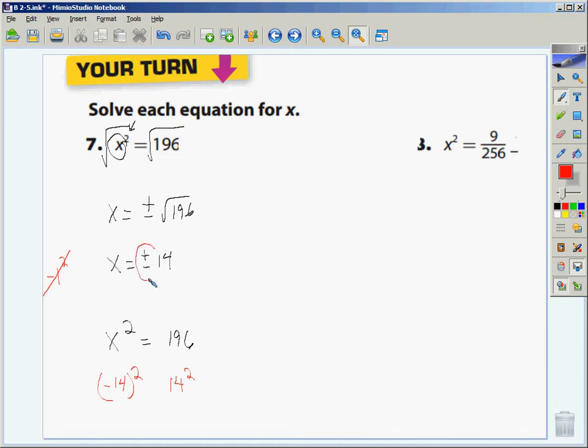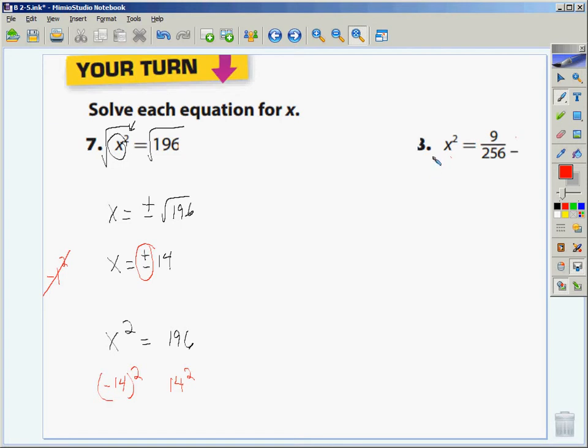You would put what? That symbol. Or you could write them both out. This symbol means plus or minus. It's just a shorter way of writing it. Okay? When I come over to this one, what's the opposite of squaring?